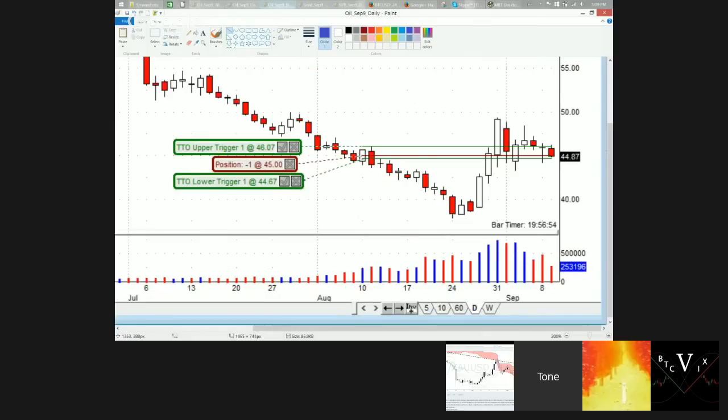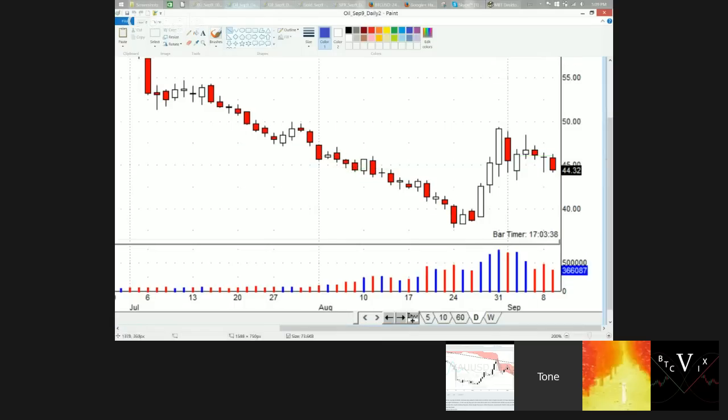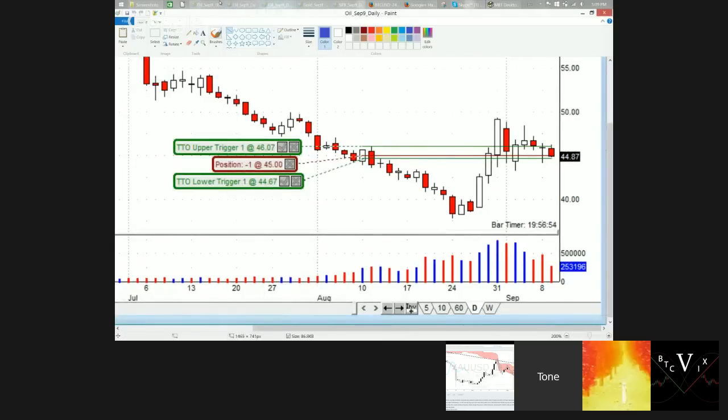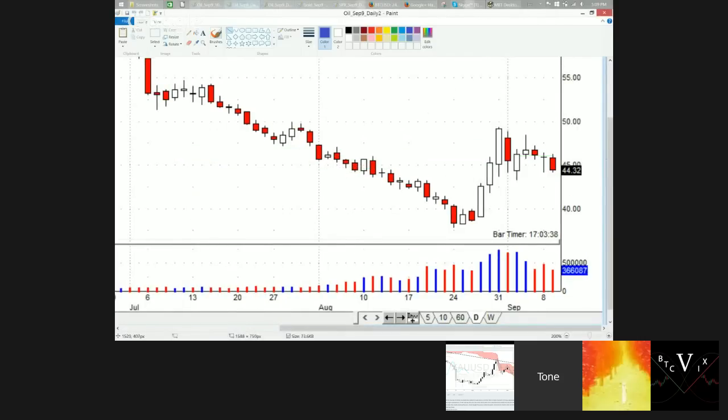Here is the day chart on the same trade, and this was my exit. The exit did hit in the early afternoon. And right before this, this is the latest screenshot, so you can see the difference, 44.87. I was hoping to hit 44.67, and it eventually fell all the way to 44.32.